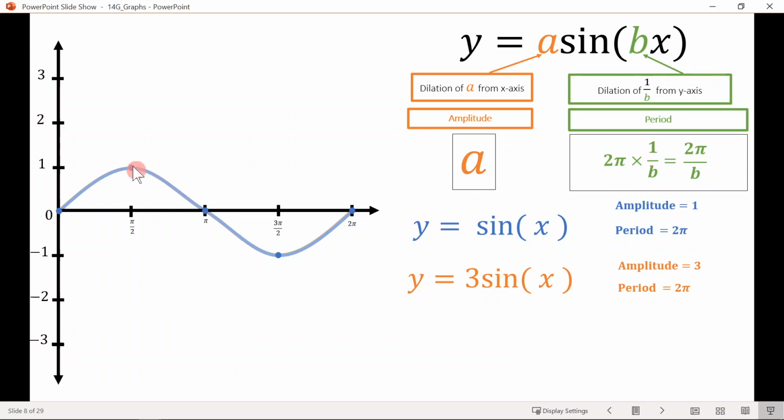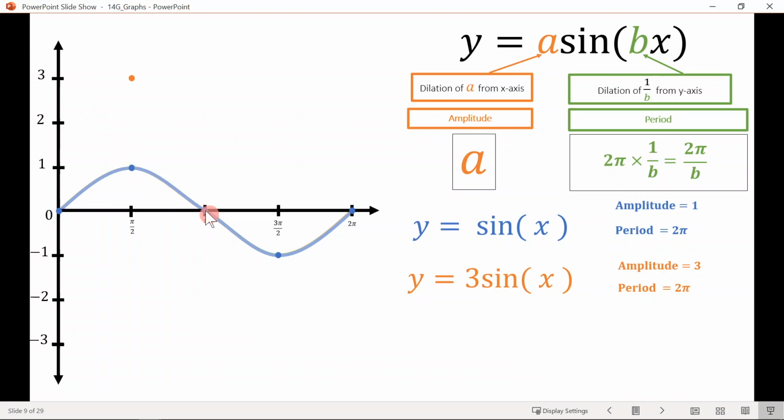So if I go to this point right here, it means this point right here is going to be dilated by a factor of 3 from the x-axis. So that means it's now going to be up here. So remember, when we're dilating from the x-axis, it changes our y value. So I went 1 times 3 is 3. And then we would do this for all our points.